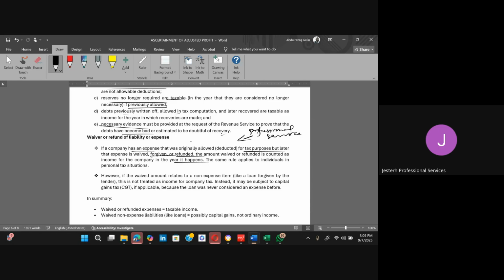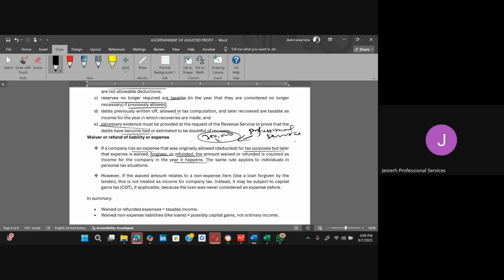So if the total amount was 300,000, in the year that you are computing your tax, let's say in 2024, you must have already deducted this as part of your allowable expenses. But because I forgave you this amount, that you should leave it.